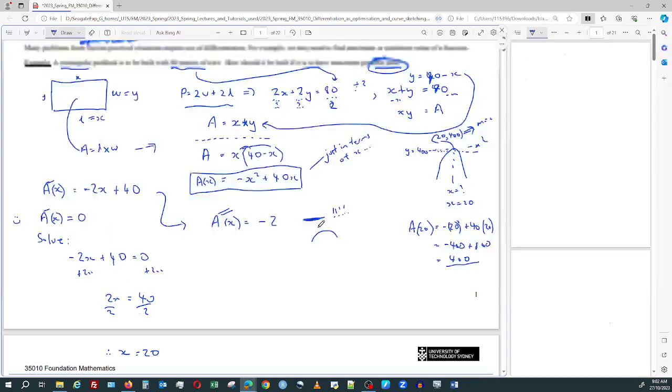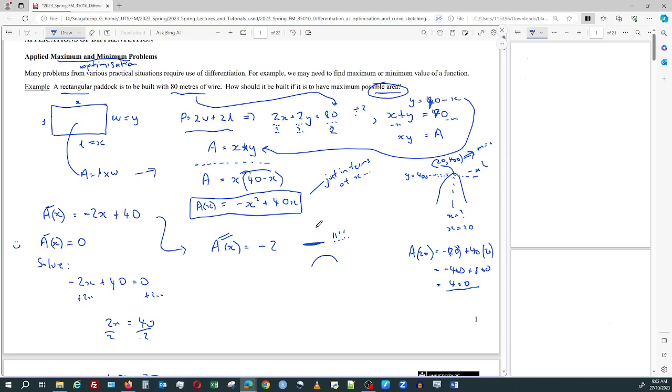Alright, so let's just check. If x is 20, the area is 400. Now what we haven't worked out is y. We need to work out what, we worked out the area. Okay, this is the area. So this is where it can be confusing.